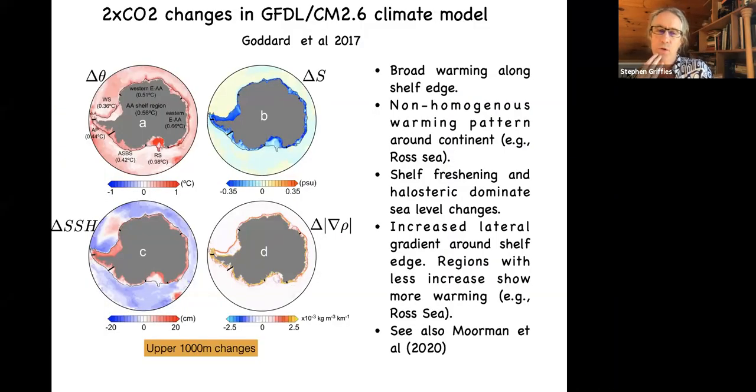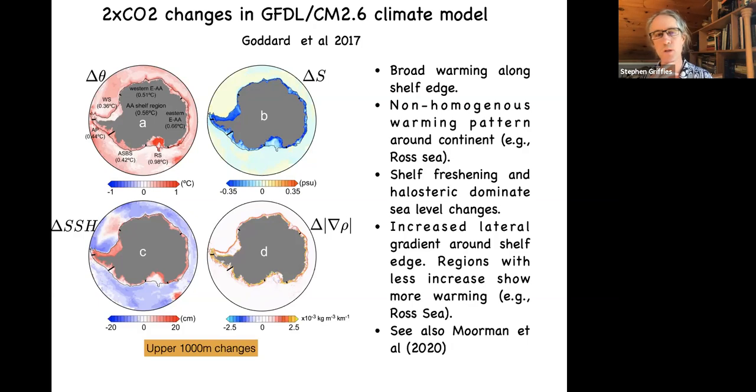So back to those two studies that were done with ocean force simulations. What happens in a climate model is what I show here. You see this pattern with a double CO2 pattern in the 10th degree climate model. Let's focus on the upper left, which is a temperature pattern. One of the things that we see is a warming in the Ross Sea.